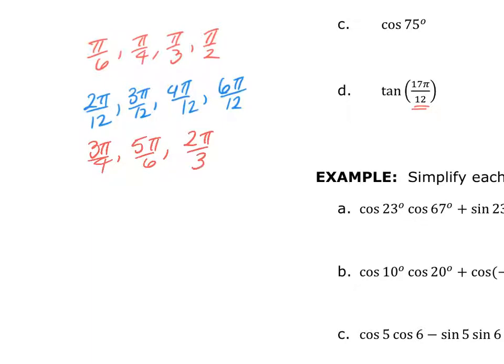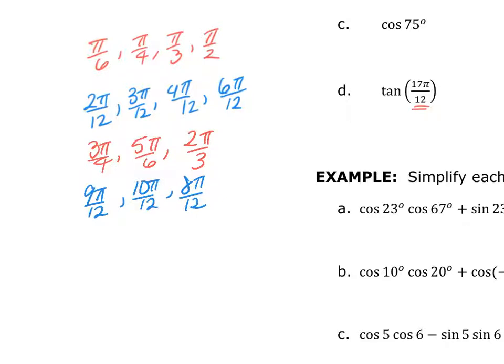Now let's do the same thing. Let's bump these up to denominators of 12 so that we can actually do the addition or subtraction. On the first one, I have 9 pi over 12. On the next one, I'm going to have 10 pi over 12. And then on my next one, I'm going to get 8 pi over 12.